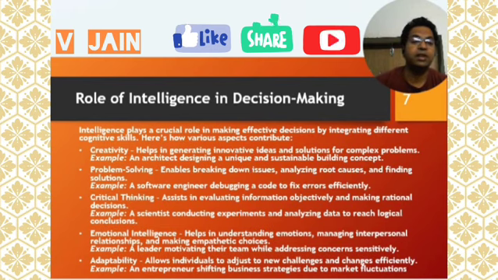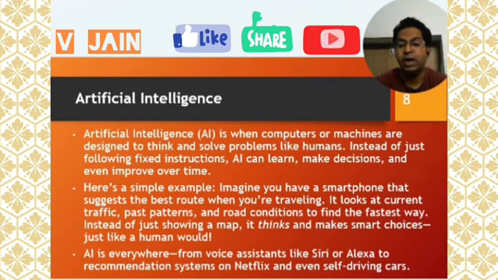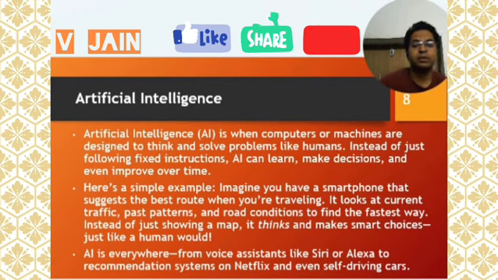Now the next one is artificial intelligence. Artificial intelligence is when computers or machines are designed to think and solve problems like humans. Instead of just following fixed instructions, AI can learn, make decisions, and even improve over time. For example, imagine you have a smartphone that suggests the best route when you are traveling. It looks at current traffic, past weather patterns, and road conditions to find the fastest way. Instead of just showing a map, it thinks and makes smart choices, just like a human would.